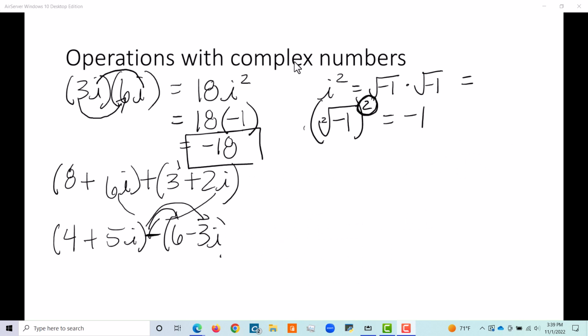Let's look at another example of multiplication. Actually, let's save that.